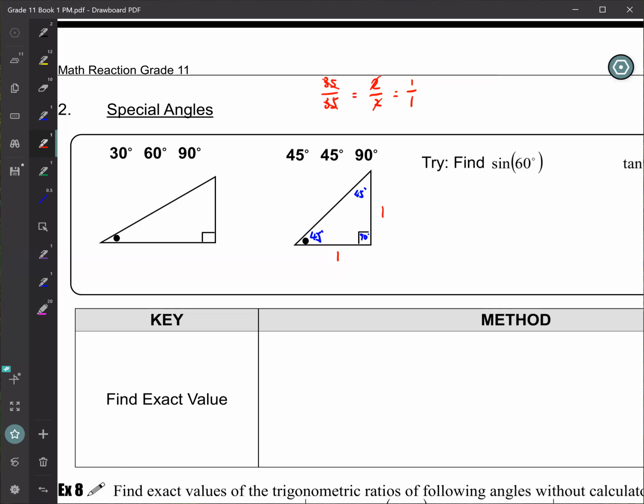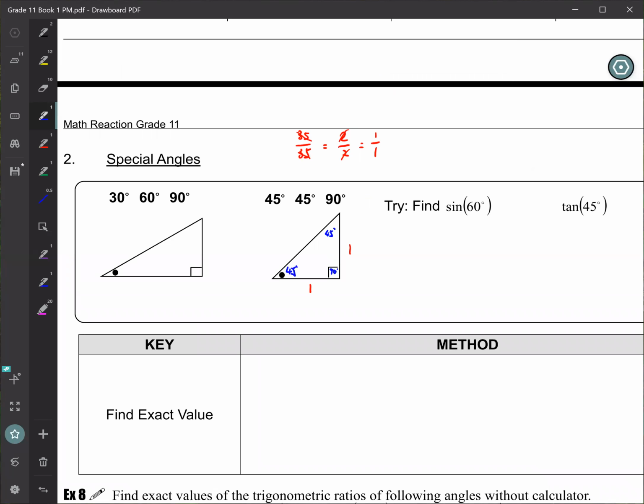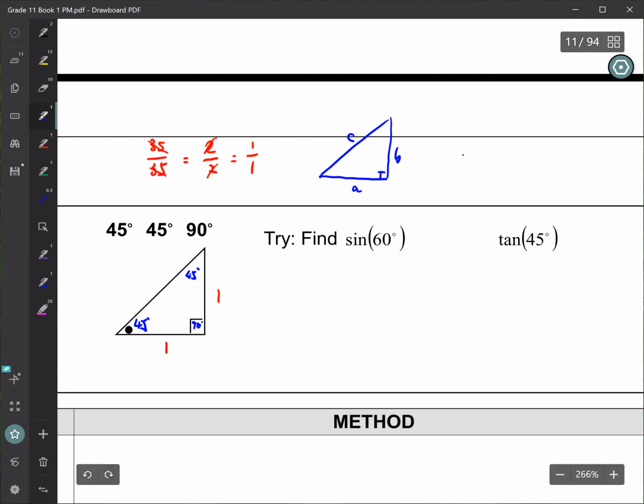The two sides, you can use the Pythagoras theorem. Does anybody remember what that is? It's from quite a while ago, grade 8, I think. It has to do with the sides A, B, C. Evan, do you remember the Pythagoras theorem? Was it a squared plus b squared equals c squared? That's correct. a squared plus b squared equals c squared.